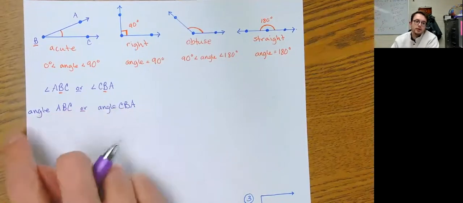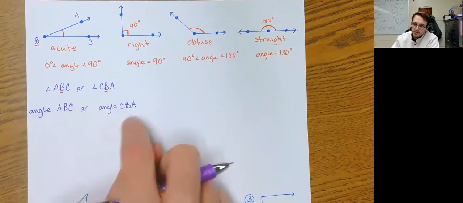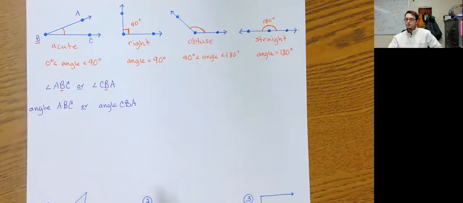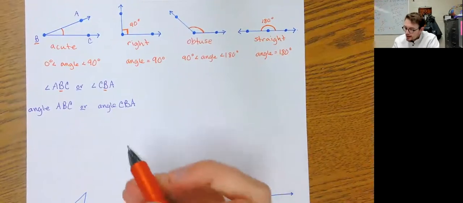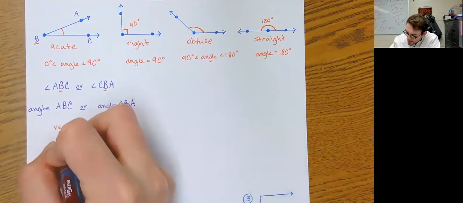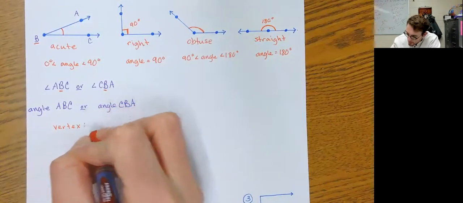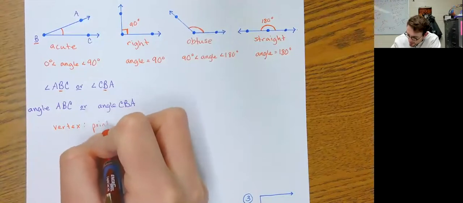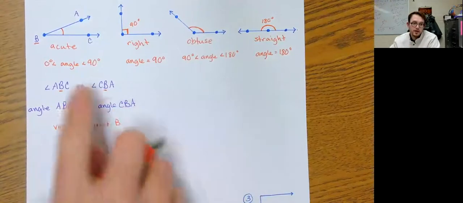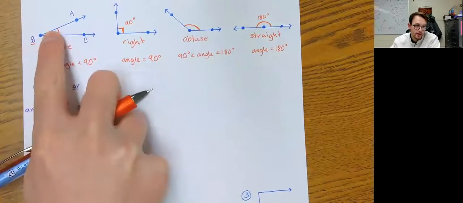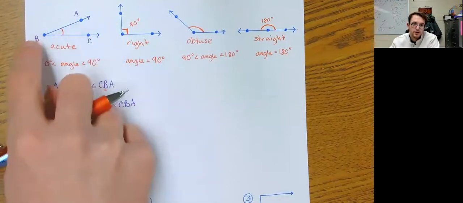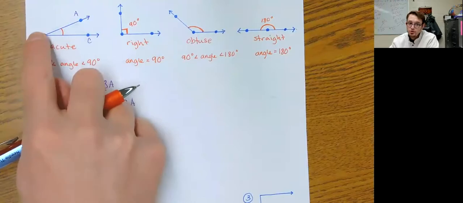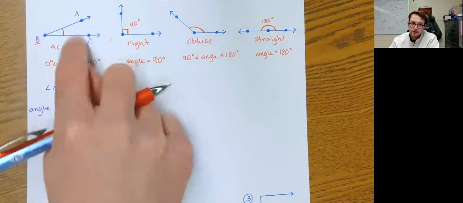This is one thing, angle ABC, angle CBA. All right, those are both acceptable. And the vertex, if I was to ask what is the vertex of the angle, the vertex would be point B. That's the vertex. The vertex is where the two rays extend from. This is ray BC, this is ray BA. An angle is made up of two rays extending from a vertex. So that's what an angle is.